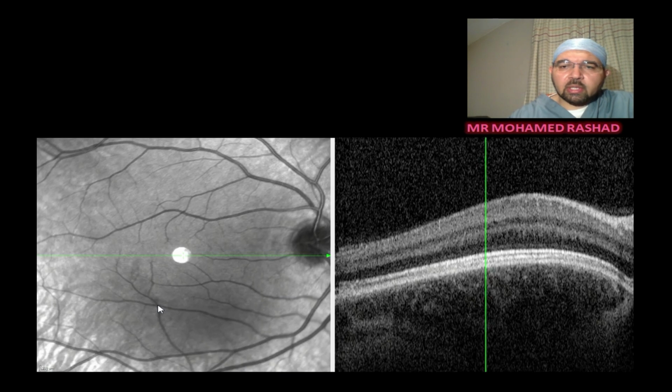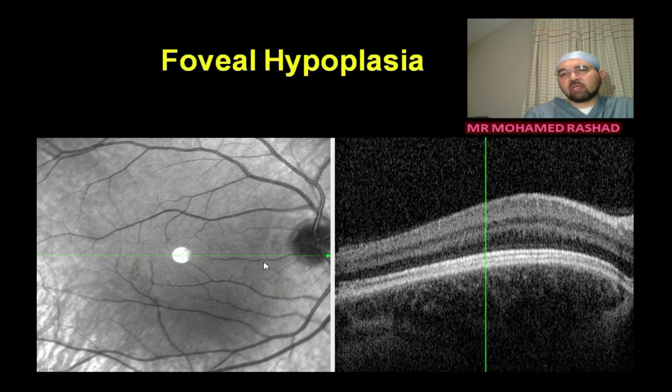So this is a case of foveal hypoplasia. You see here the scan is central, and if the scan is central and there is no foveal pit, something is wrong, which is a case of foveal hypoplasia.